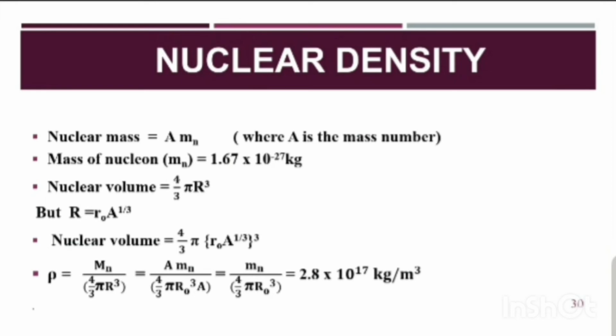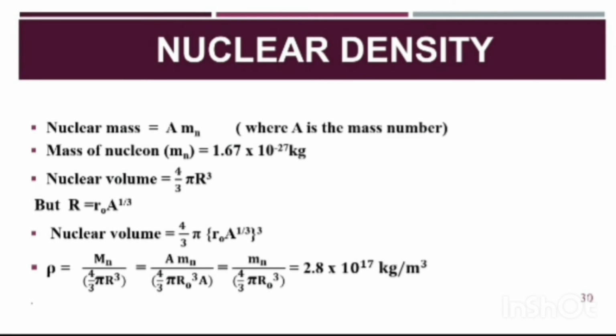Now, the nuclear density is equal to A·mn by 4/3 π r cube. In the next step, we substitute the value of r. Now, A and A get cancelled. So, in the next step we get mn divided by 4/3 π r0 cube. Substituting all the values we know, we get the answer as 2.8 × 10^17 kilogram per meter cube. From this topic, we must conclude 3 points.